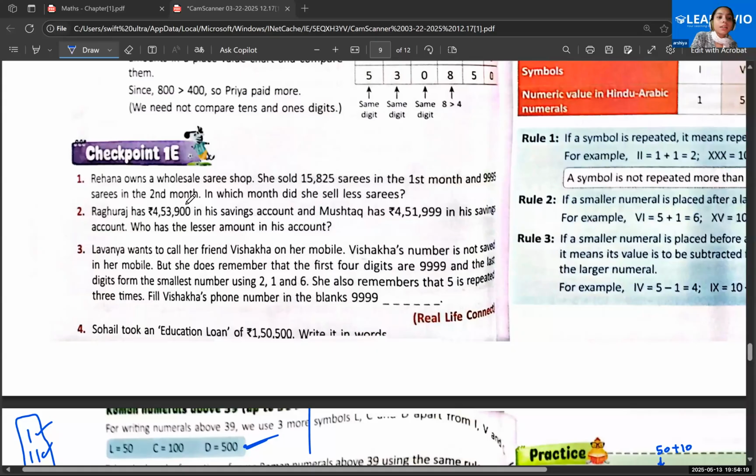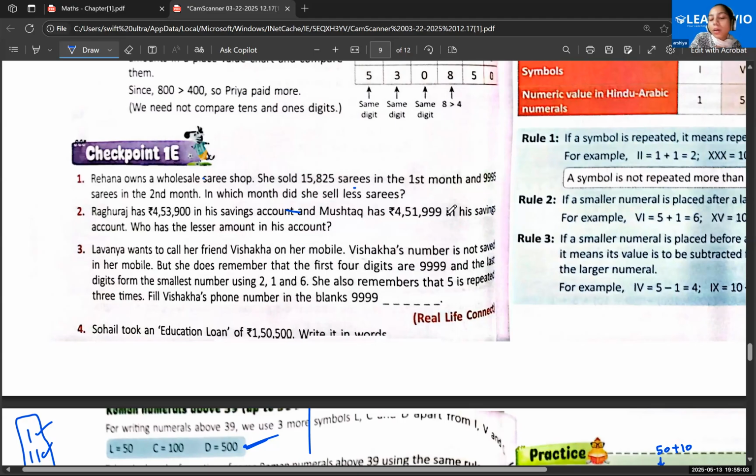In this question, they are saying that there is one person, Rihanna, and she owns a wholesale sari shop. In the first month, she sold 15,825 saris and 9,995 saris in the second month. And in which month did she sell fewer saris? So basically, Rihanna has a wholesale sari shop, sold 15,825 saris in the first month, and 9,995 saris in the second month.